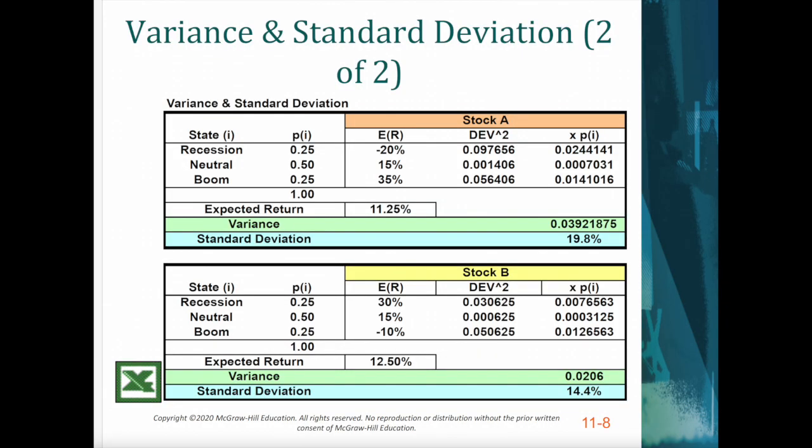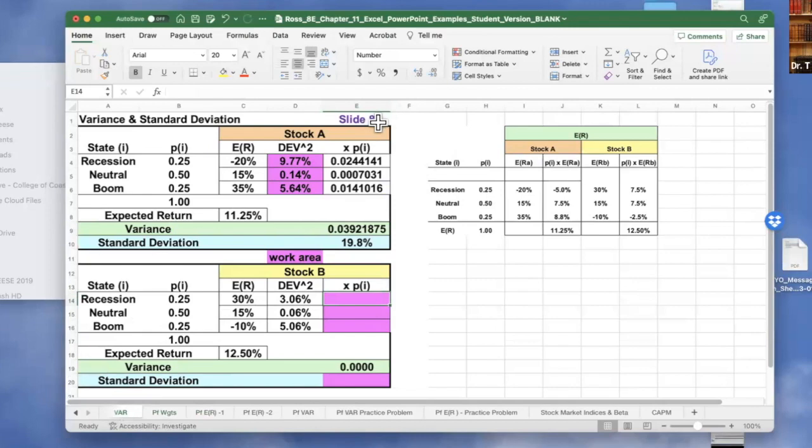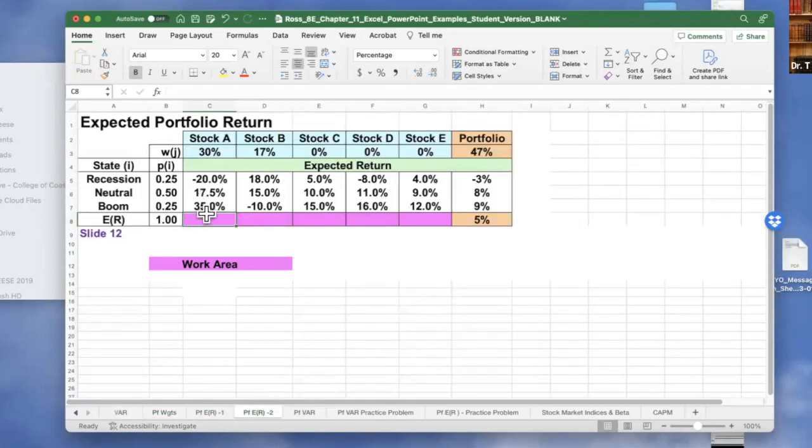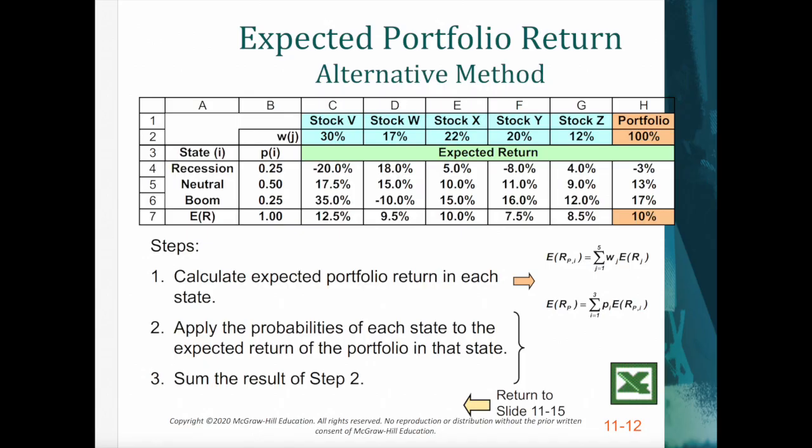So this variance standard deviation worksheet corresponds to slide 8. This portfolio weights worksheet corresponds to slide 11. Again, there's a work area here. This corresponds to slide 12.